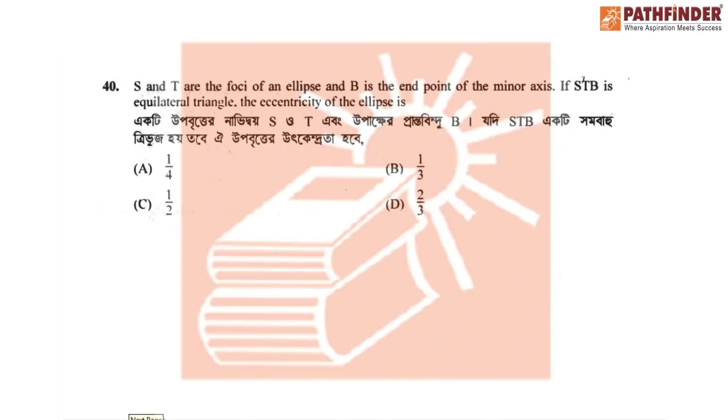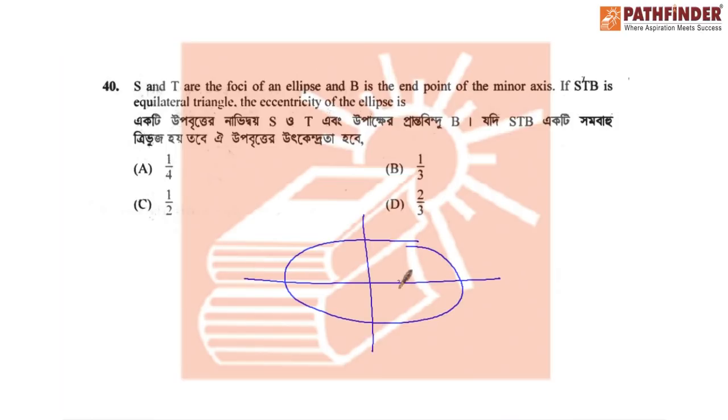S and T are the two foci of an ellipse. B is the end point of the minor axis. STB is an equilateral triangle. The eccentricity of the ellipse is. So we have an ellipse, this is AE comma 0, minus AE comma 0. S and T are two foci. This is S and this is T. B is the end point of the minor axis. This is B.